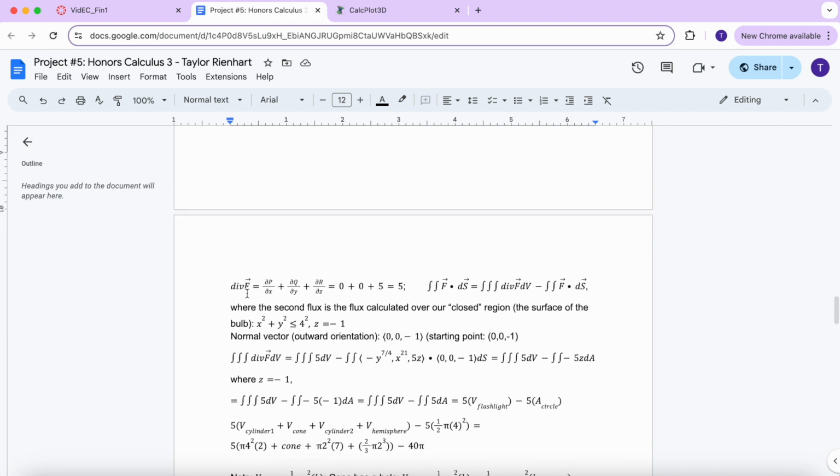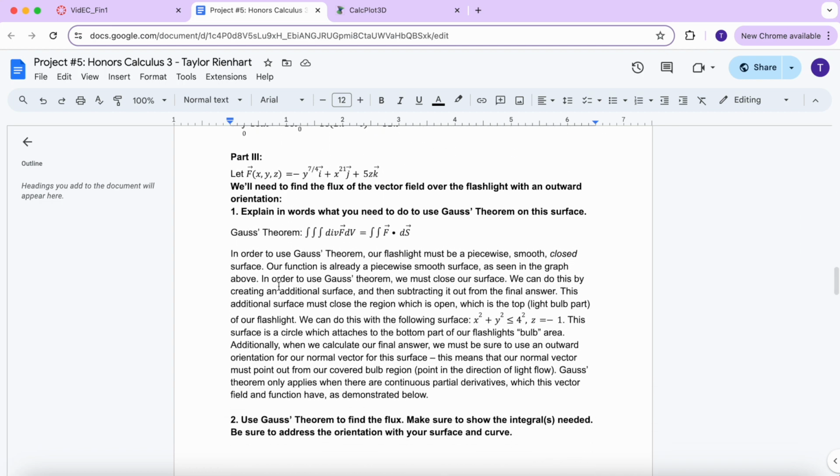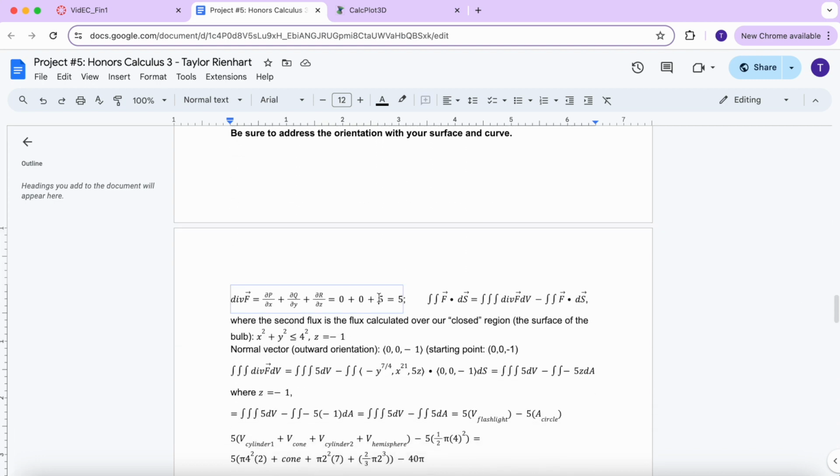Additionally, it's important to note that the divergence is calculated by taking the partial of p with respect to x plus the partial of q with respect to y plus the partial of r with respect to z. And this is going to be equal to, since we have our vector field here, and we have no x terms in the i direction, and no y terms in the j direction, and one z term in the k direction, 0 plus 0 plus the derivative of 5z, which is equal to 5, and that added together would also be equal to 5.